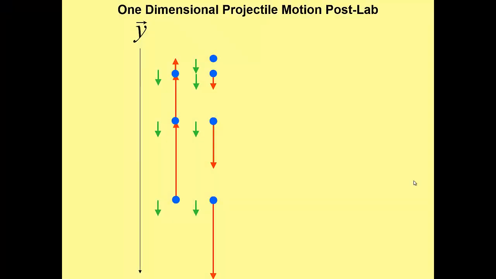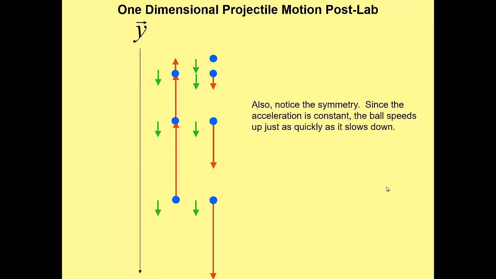Now, a couple other things that you might notice here. Okay? And if we go back to the graphs, as I mentioned, there is some beautiful symmetry, right? And the symmetry is there because the acceleration is uniform. It's constant. So on the way up, the ball is slowing down 9.8 meters per second every second, but on the way down, it's speeding up 9.8 meters per second every second. That means that it is speeding up just as fast as it's slowing down, and that gives us a nice symmetric graph.